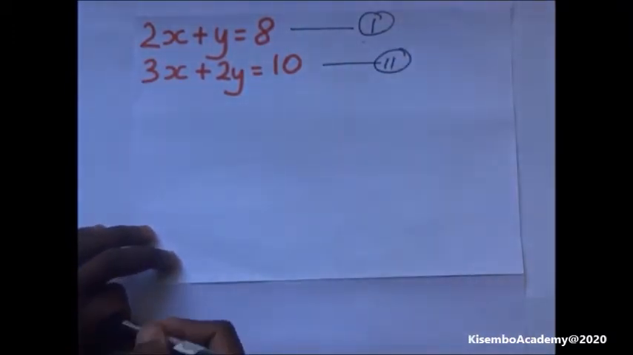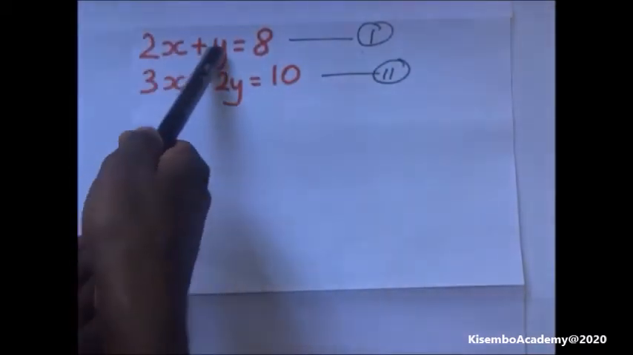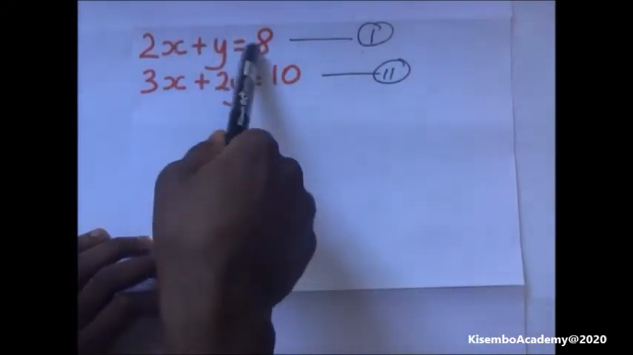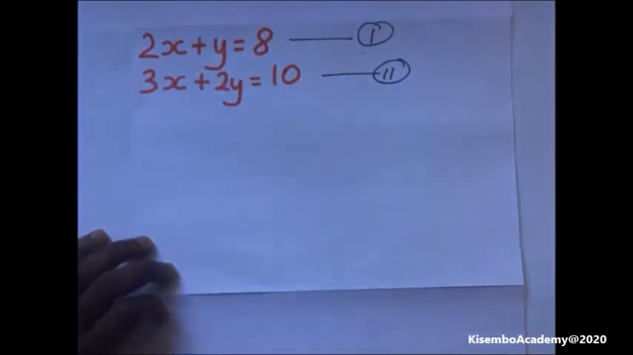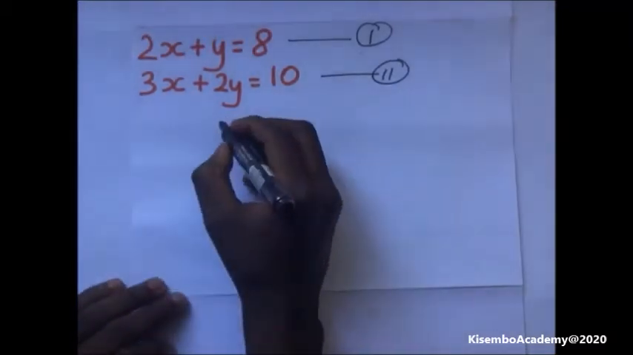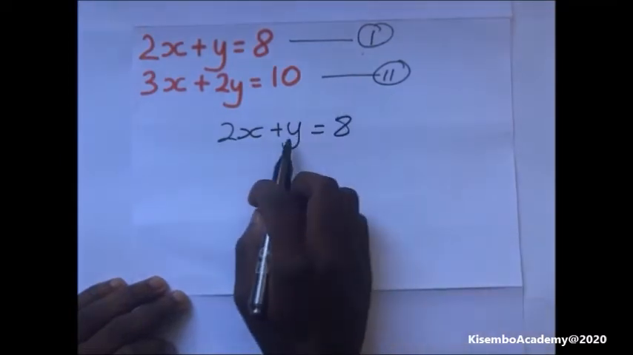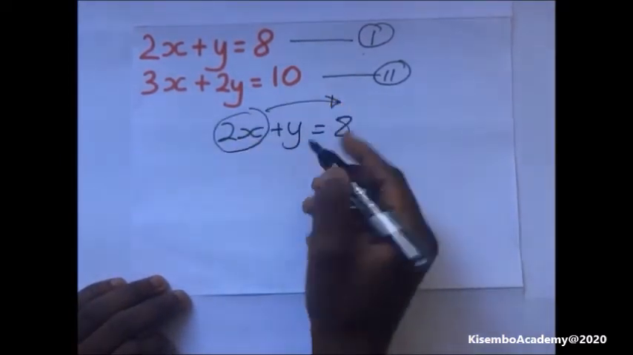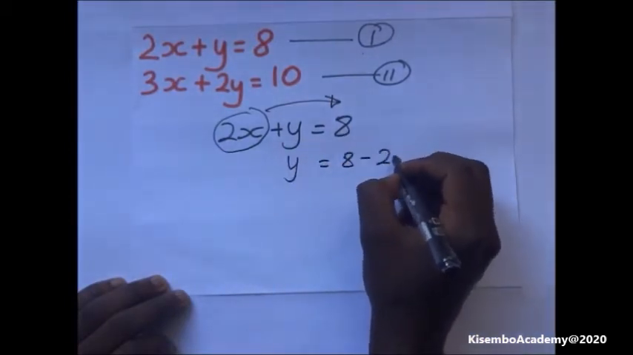So what we shall do for this case, let us look at equation 1. We make y the subject of the formula. So when we make y the subject of the formula in equation 1, then we substitute that value of y in the second equation, and then we shall proceed and find the values. So let's get equation 1. Our equation 1 is 2x plus y is equal to 8. When we make y the subject of the formula, this 2x crosses and comes this way, so it becomes y is equal to 8 minus 2x.